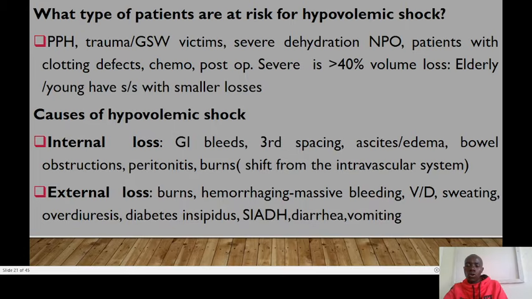What are the causes of hypovolemic shock? We have both internal and external. The internal ones could be GI bleeding or third spacing, such as ascites, bowel obstruction, peritonitis, or burns, where we have a shift from the intravascular system to the interstitial. The causes could even be external, such as burns, for example, or massive hemorrhaging and bleeding. Then the sweating, overdiuresis, diabetes insipidus, syndrome of inappropriate ADH, diarrhea, and vomiting.